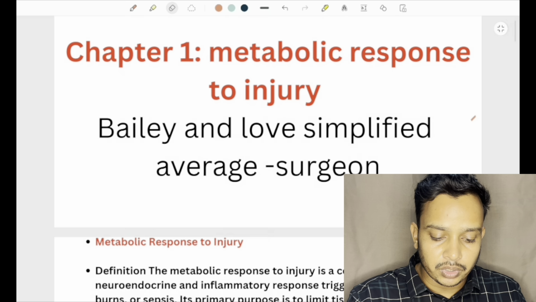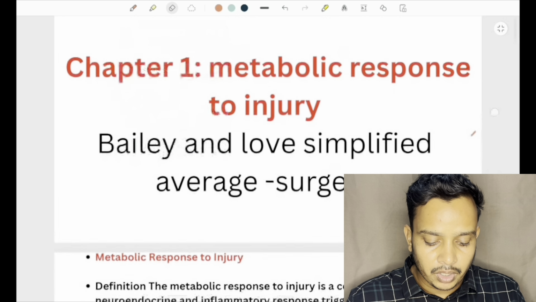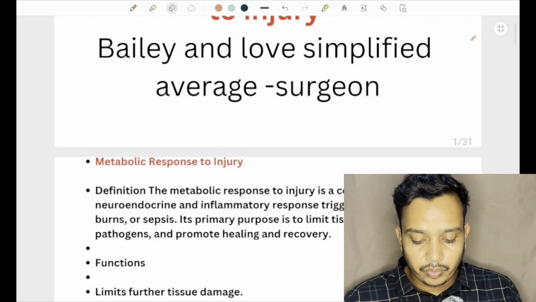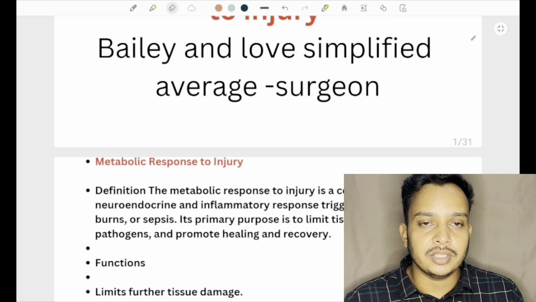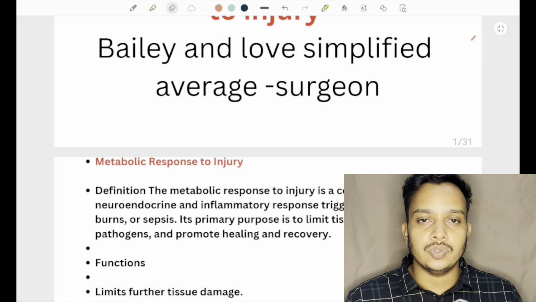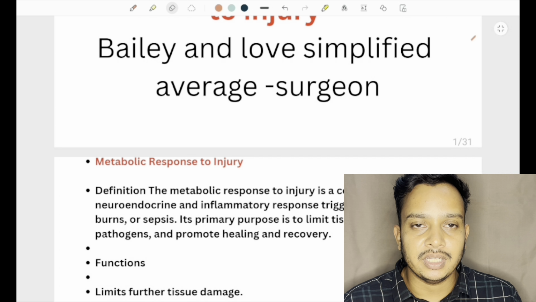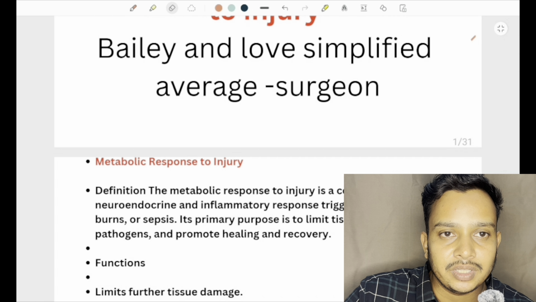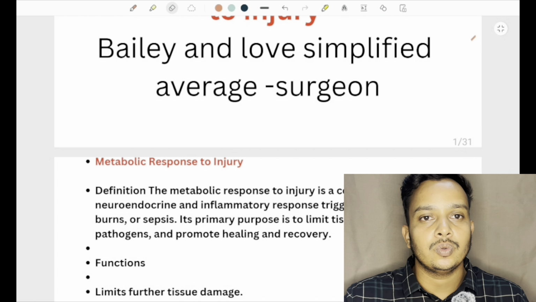So what is this metabolic response to tissue injury? Basically, whenever we are operating on a patient or receiving a trauma patient, the patient will have some sort of injury, either iatrogenic or trauma induced. Whenever there is any tissue injury, the body will elicit an inflammatory reaction so that it will prevent further injury and repair the injury. So this is the procedure we are going to study today.